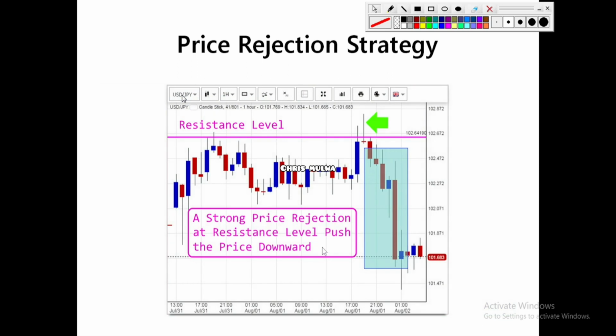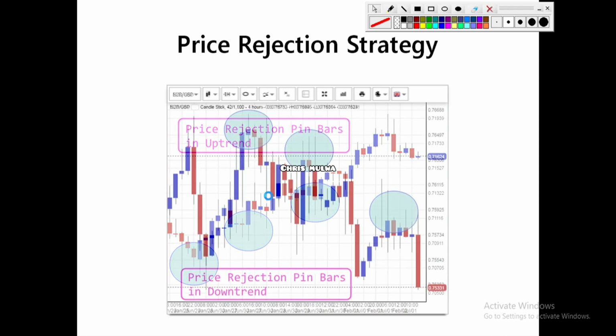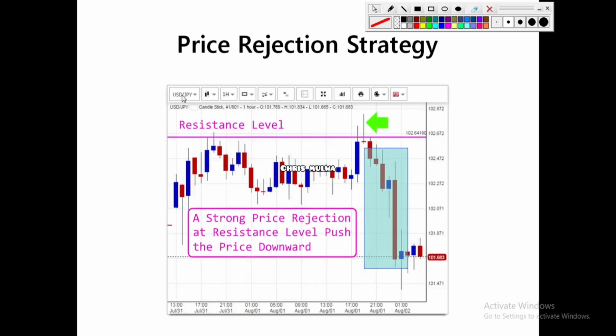Okay, we move to the price rejection strategy. So first we will check on the price rejection, that is a price rejection resistance. Okay, resistance level. A strong price rejection at the resistance level pushes the market downwards. So this is now the resistance at this point.